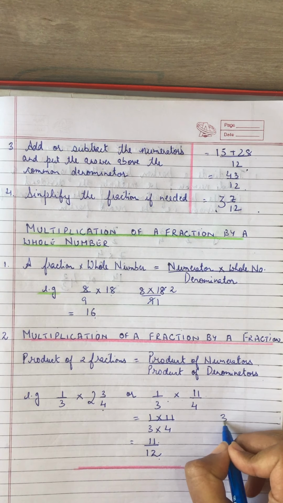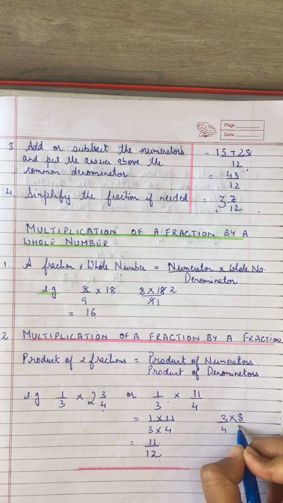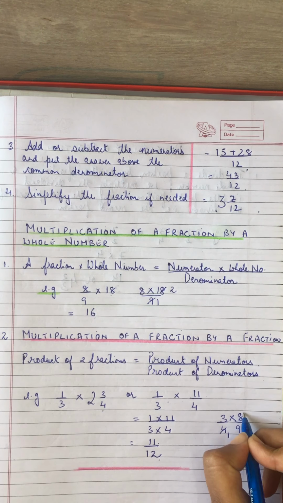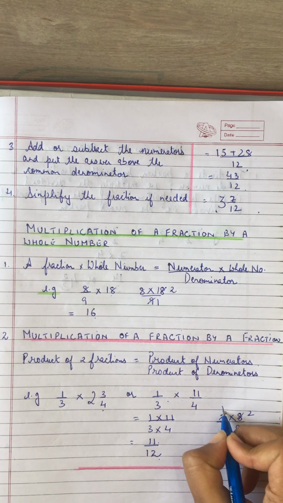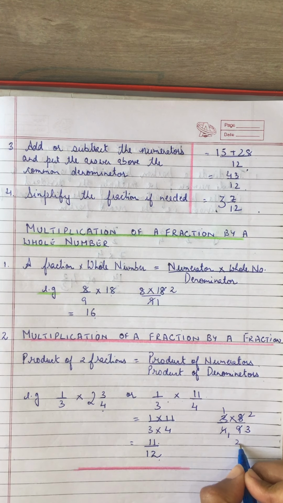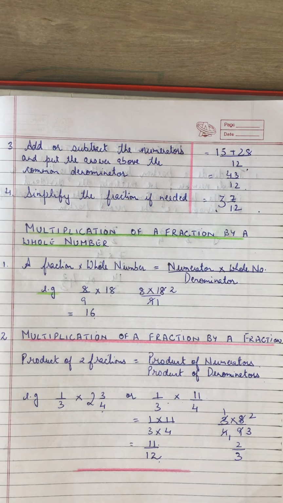Suppose I had 3 upon 4 multiplied by 8 upon 9. So instead of going in for 24 upon 36 and then reducing, over here I can reduce this with the table of 4. This I can reduce with the table of 3. And so my final answer: 1 into 2, 2, 1 into 3, 3, 2 upon 3.